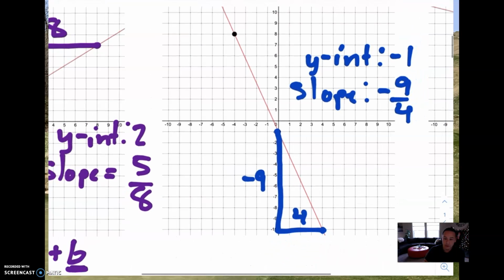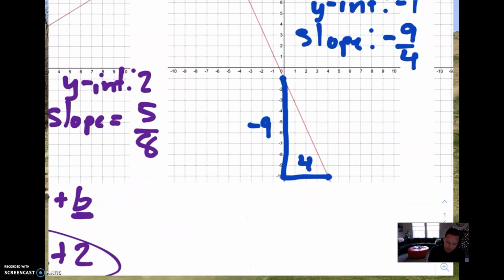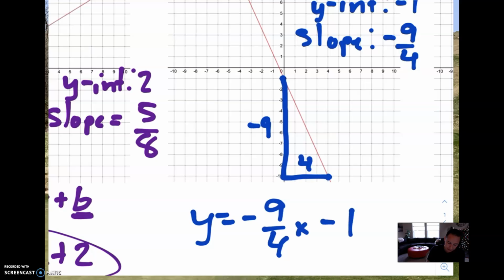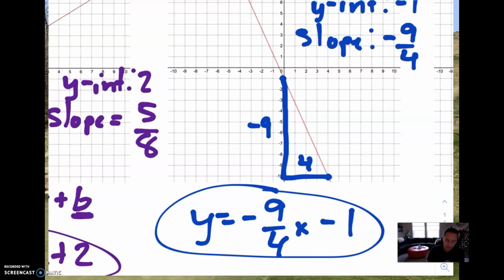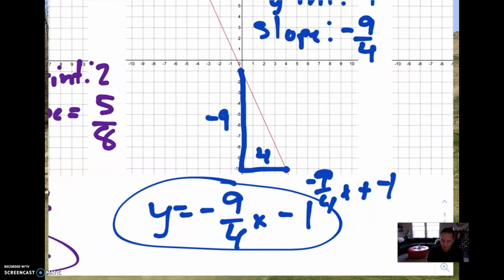Once we have those two pieces of information, we can write the equation for it. So it'll just be y equals -9 over 4x minus 1. And that's your equation. Now some of you might be tempted to write -9 over 4x plus -1. Please don't write it that way. We don't like seeing two symbols next to each other like that. A plus and negative just makes it minus. So leave it as just -1 instead of plus -1.